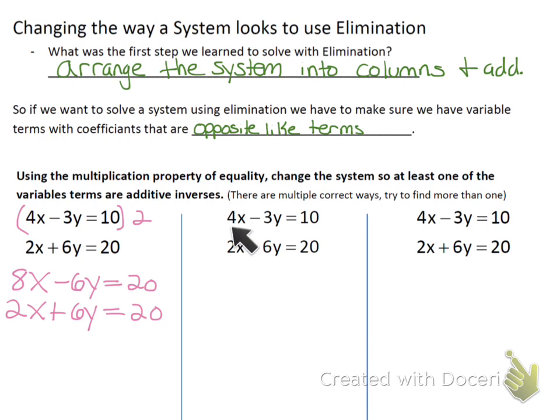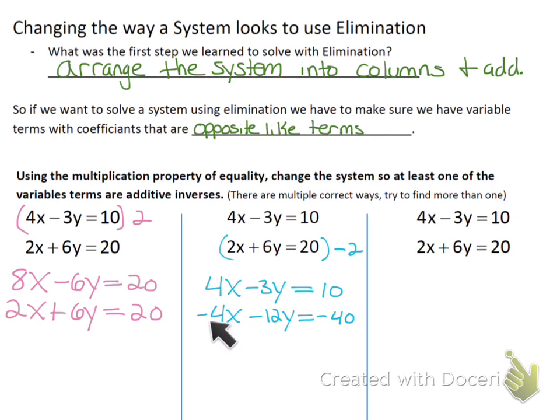Right now I notice that their signs are the same. That means that my multiplier is going to need to be negative in order to change the sign. What I'm going to want to do is multiply that bottom equation by -2. That leaves my top equation exactly the same, and my bottom equation becomes -4x minus 12y equals -40. Again, I was successful. My x's are the opposite like coefficient.